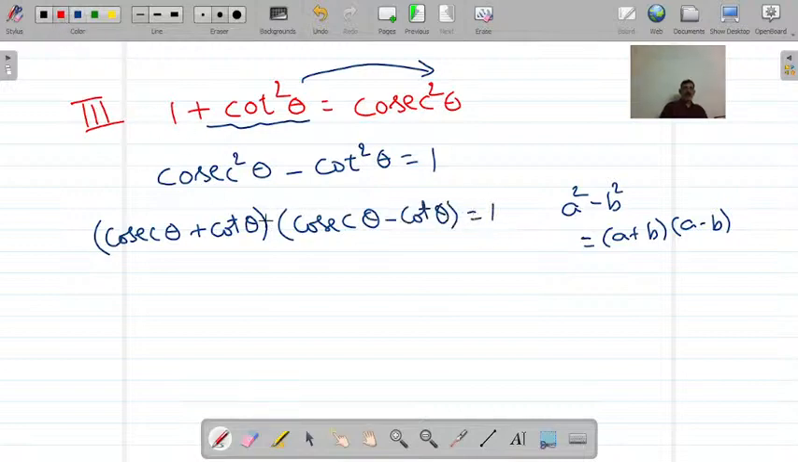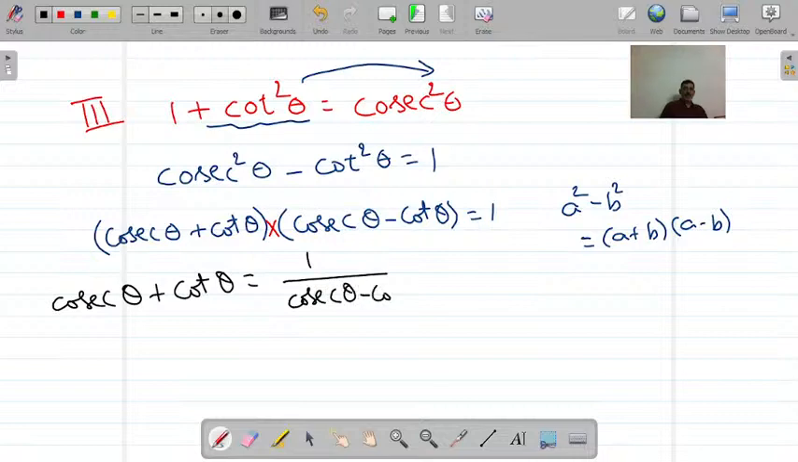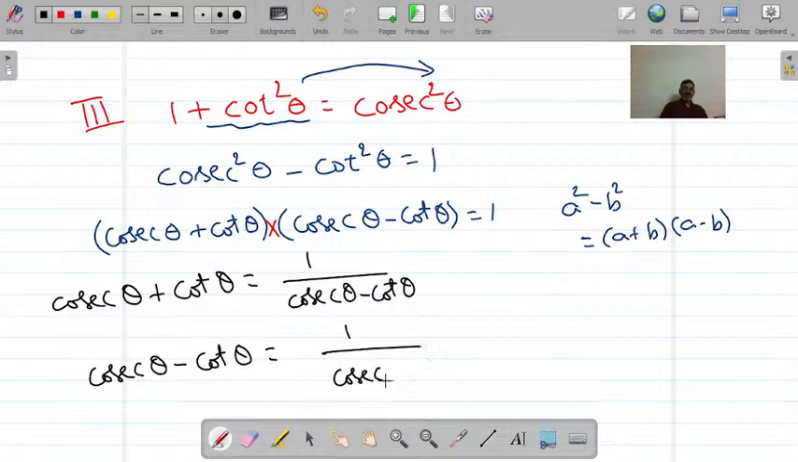Because here it is a product, again I can write cosecant theta plus cot theta is simply equal to 1 by cosecant theta minus cot theta. That is one result. Or the other one is cosecant theta minus cot theta is 1 by cosecant theta plus cot theta. This is the way in which we can obtain a few results which are helpful. I hope all of you understood how we can make use of these things.